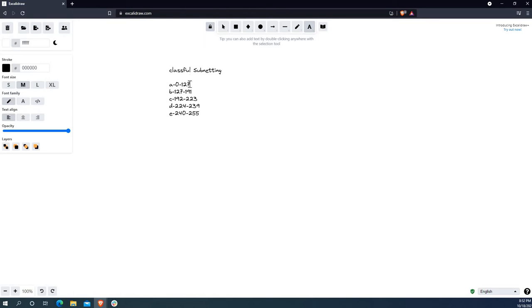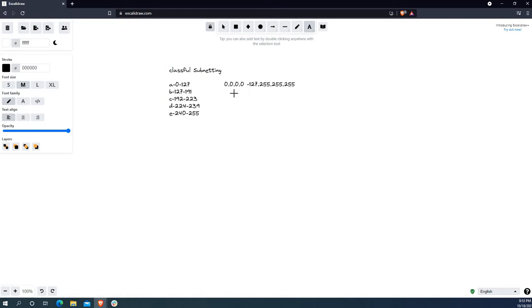And these numbers represent the first octet of an IP address. So 0 to 127 means all IPs that start with 0.0.0.0 to 127.255.255.255. All IP addresses in this range belong in a Class A subnet. All addresses from 128 to 191 belong in Class B, and so on.